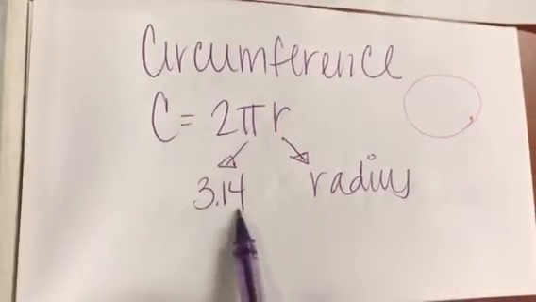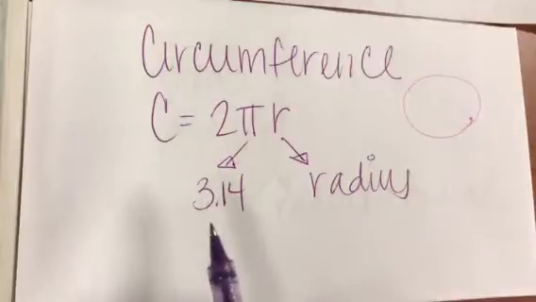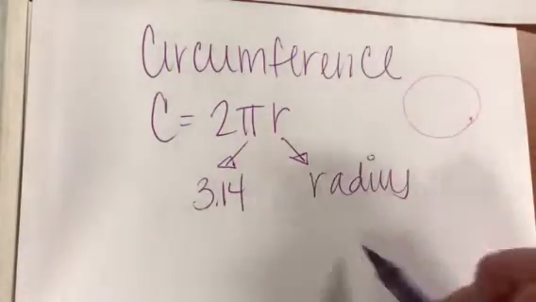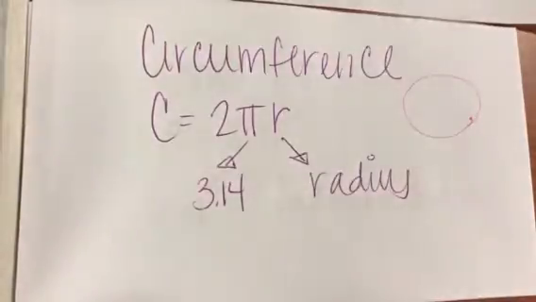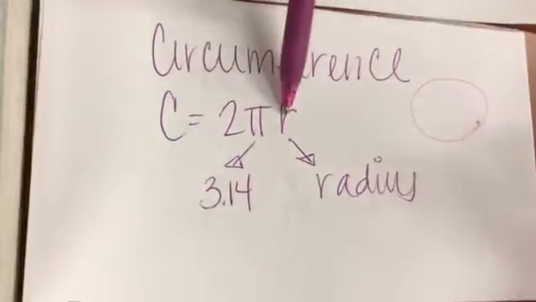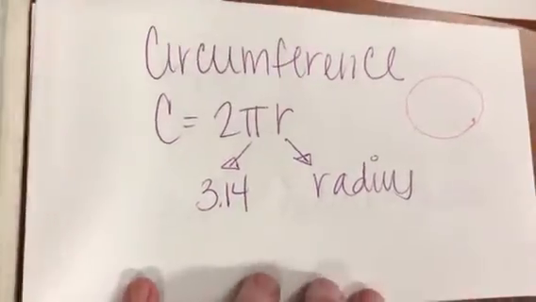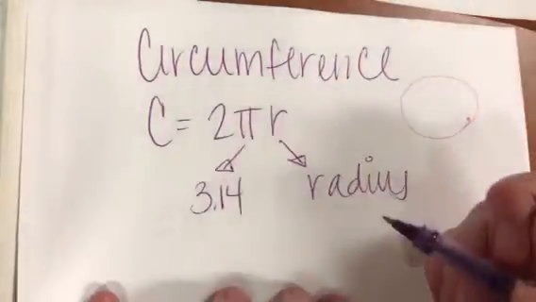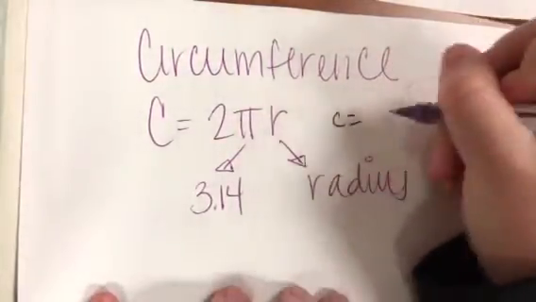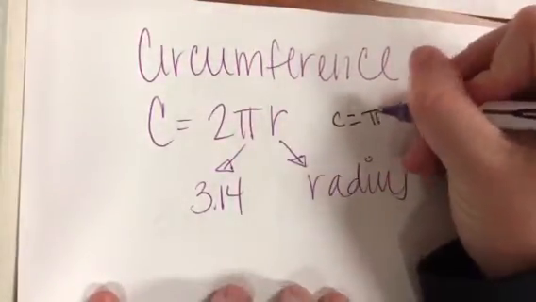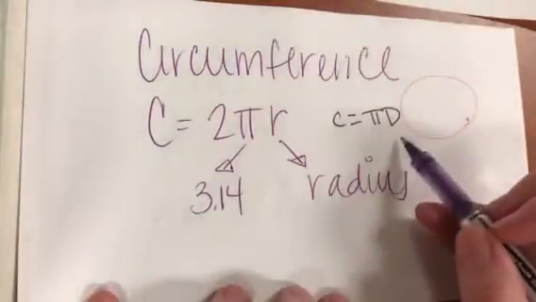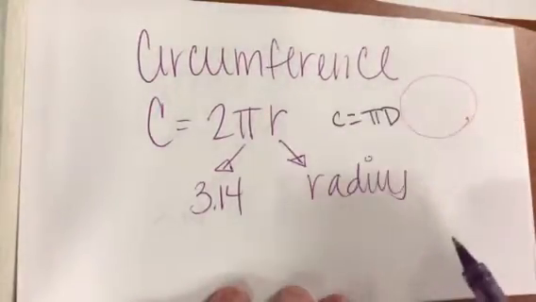Pi is 3.14. Pi is an irrational number. It doesn't ever end. The beginning of it is 3.14. r is your radius, 2 is 2. Since they're all next to each other, you're going to multiply them all together. You'll also see another way to write the formula for circumference: circumference equals pi d, which is pi times the diameter. The radius is actually half of the diameter.